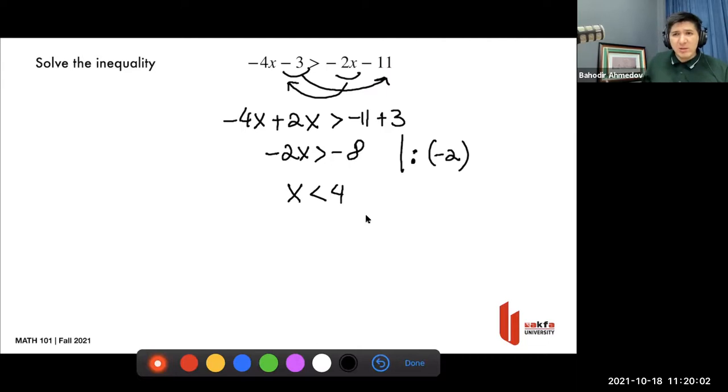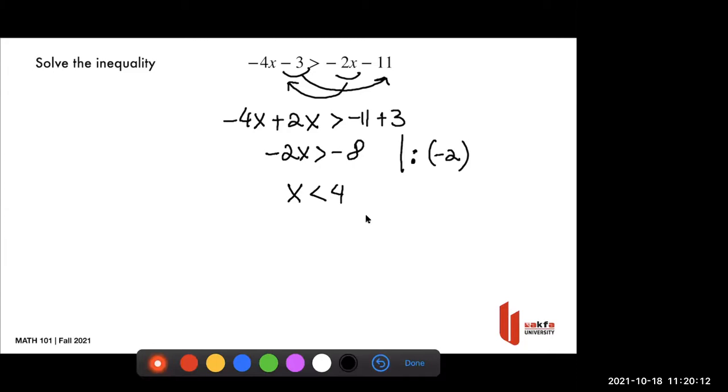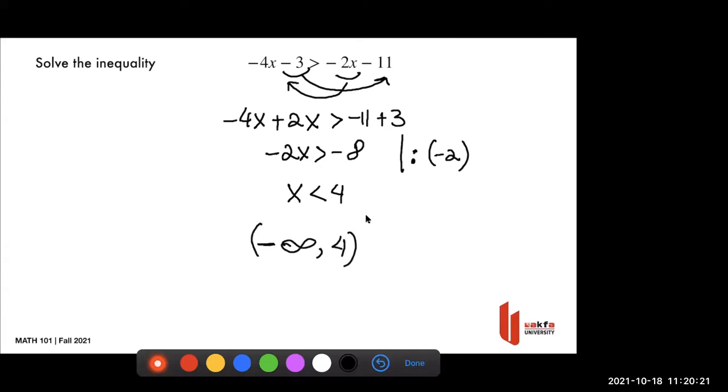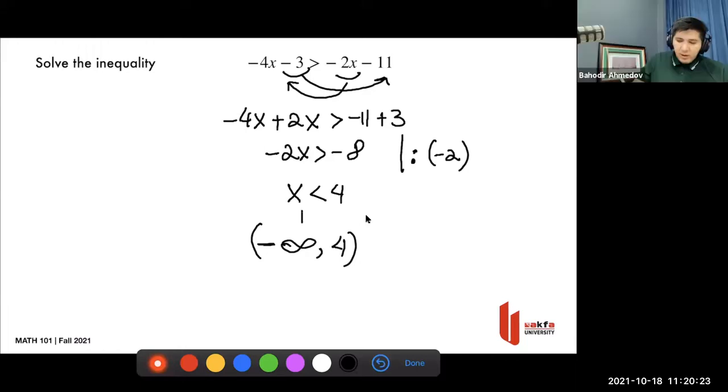And how will we denote this using the intervals? The set of all the solutions, x is less than 4, from 0 to 4? No, it's more like from minus infinity to 4. Okay, they are equivalent.